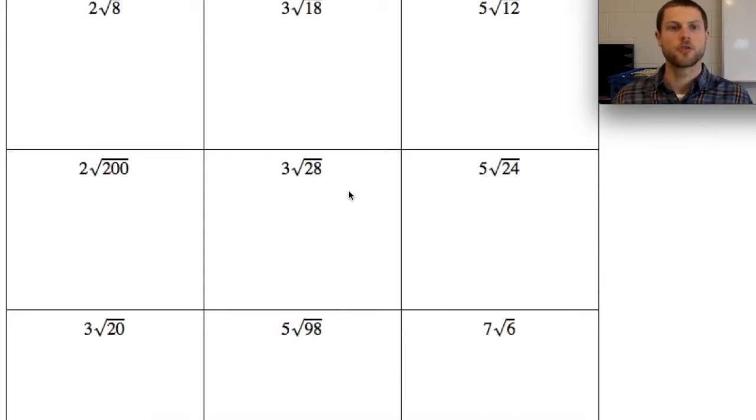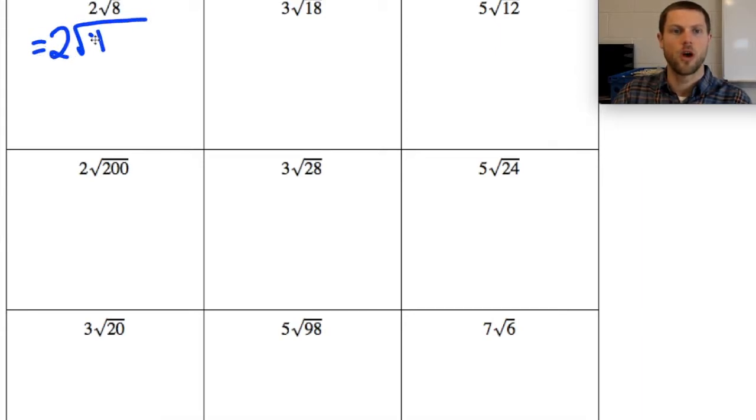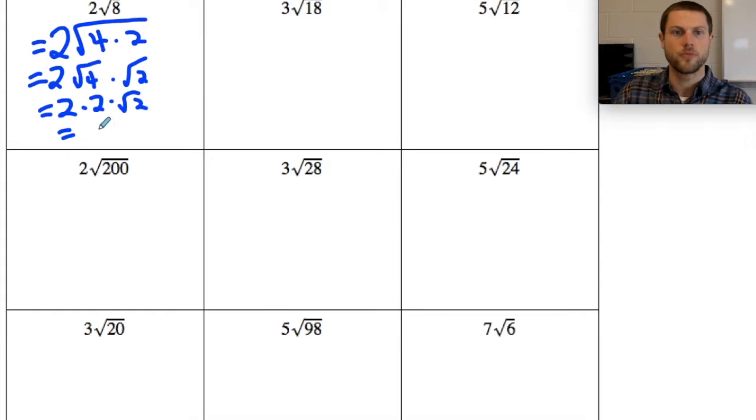Okay, let's go through these you-try examples together. So here are the answers. For the first one, I want 2 times the square root of 8, which is going to equal 2 times the square root of 4 times 2, which is equal to 2 times the square root of 4 times the square root of 2, which is equal to 2 times 2 times the square root of 2, which is equal to 4 times the square root of 2.